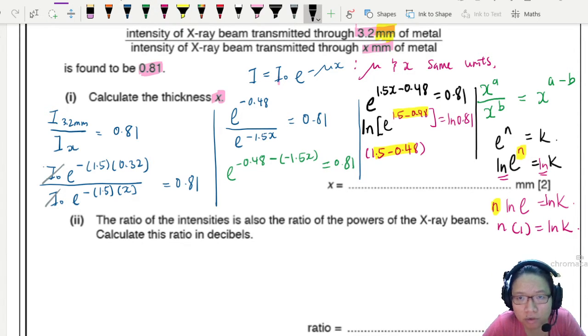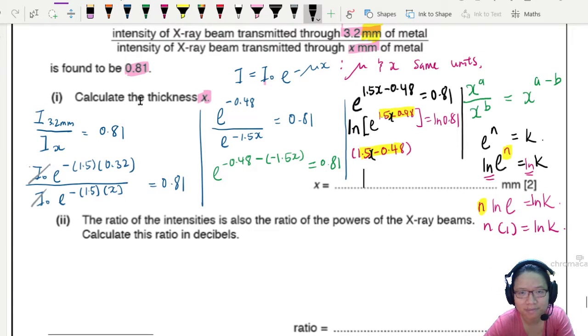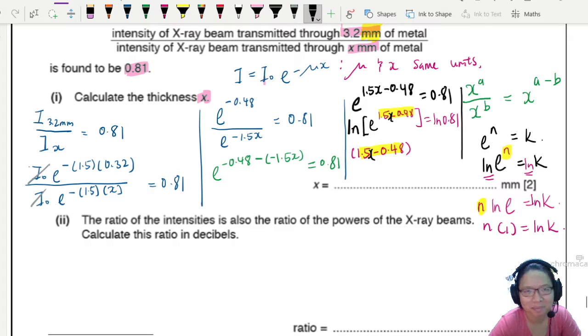Where did my x go? Did it go for a walk? Let me put it back in. So 1.5x minus 0.48 is equal to ln e. Whenever I run out of space, my working will be all over the place already, because normally I don't need that many steps. All right, so where was I?